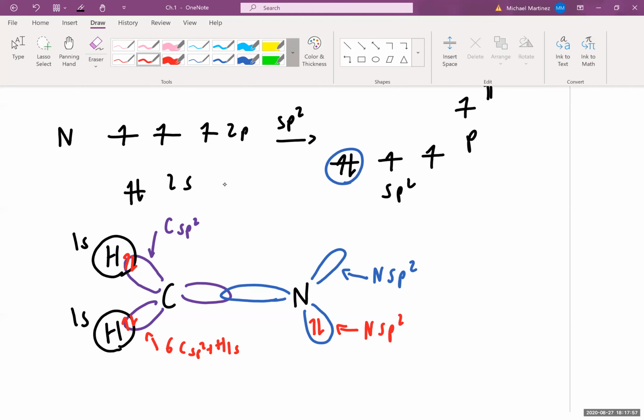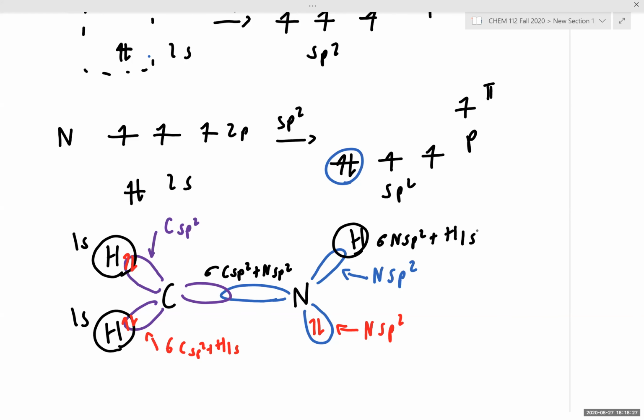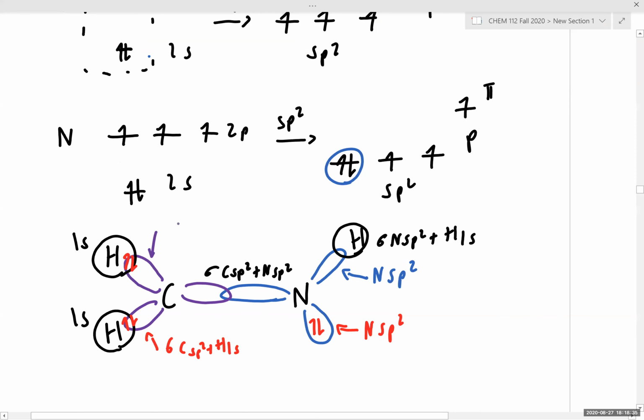Nitrogen is also going to form a bond with carbon, so we'll label this as a sigma carbon sp2 plus nitrogen sp2. Okay, so that's our carbon-nitrogen single bond, and nitrogen is going to form a single bond with hydrogen. That's our sigma nitrogen sp2 plus hydrogen 1s orbital. Okay, so we've described our single bonds, our sigma bonds. Let's now draw out our p orbitals.